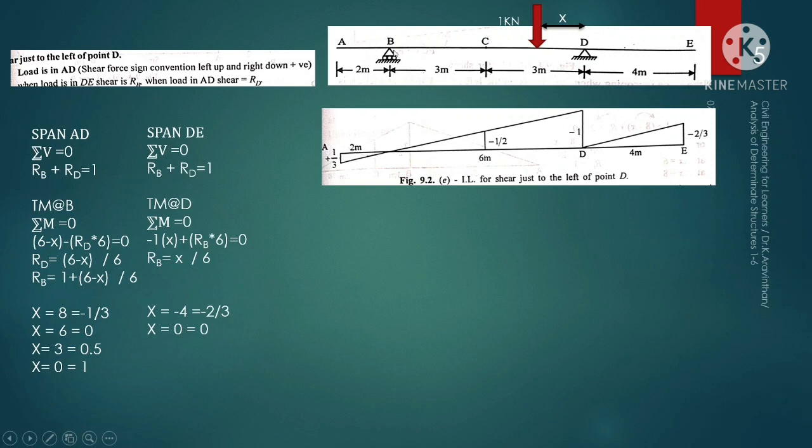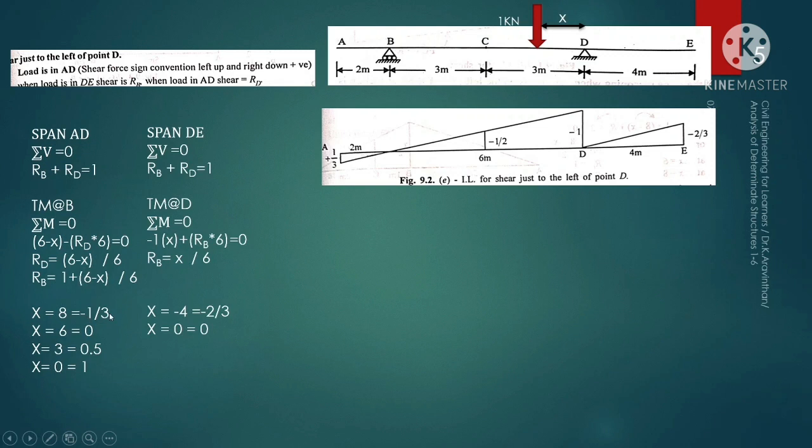And if I need at point B is 6 meter from D and 6 minus 6 will be 0 and hence at point B will be 0. And last thing, at 8 meter, I will be getting 6 minus 8 is minus 2 by 6.